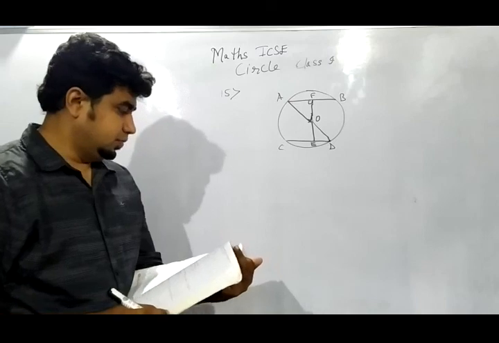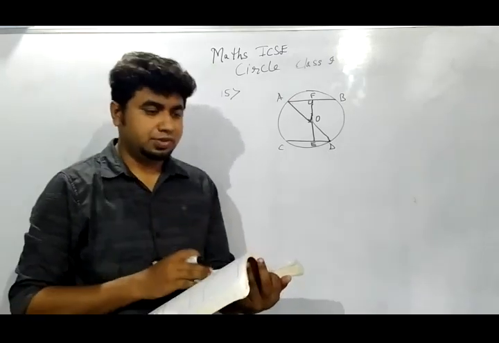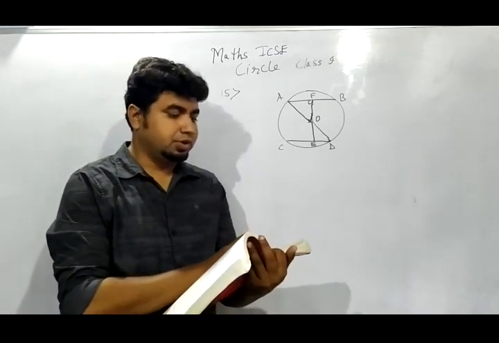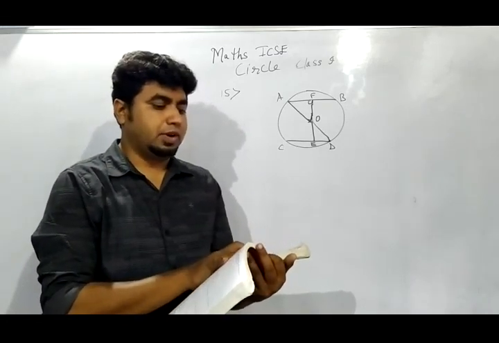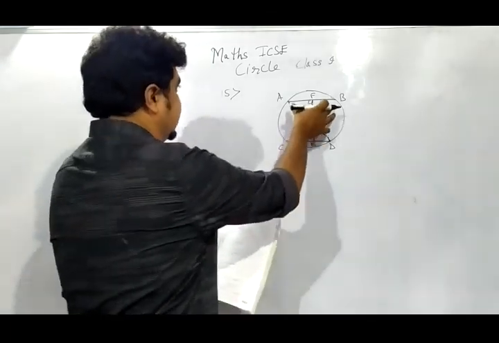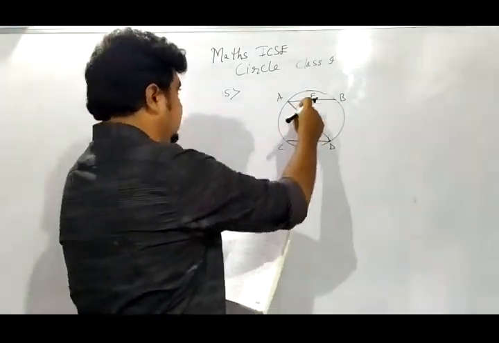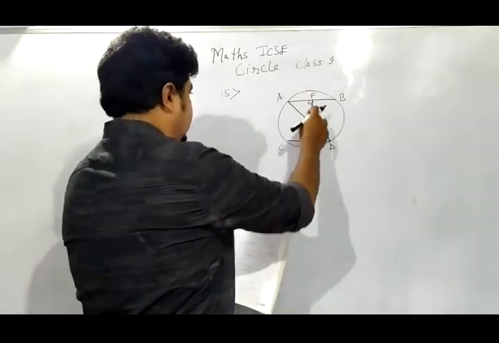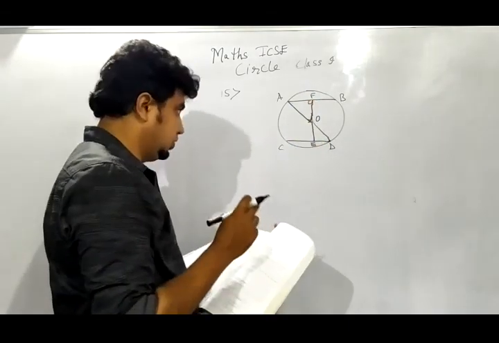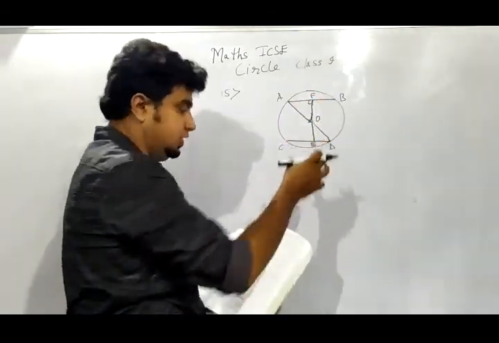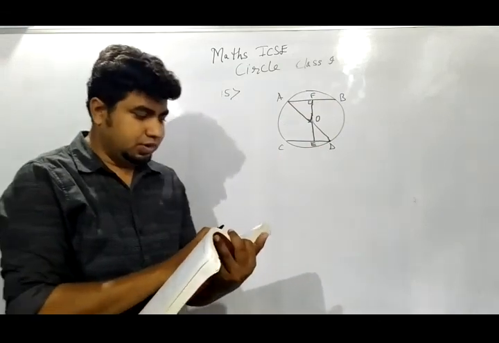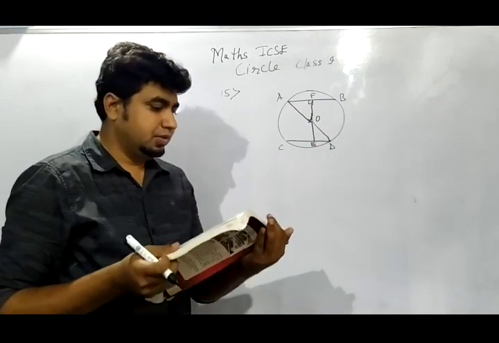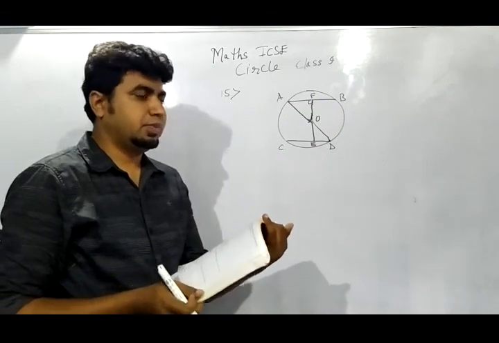Okay. In question number 15 we are going to discuss, it is given that the line joining the midpoints of two chords of a circle passes through its center. The line segment joining the midpoints E and F of the two chords AB and CD passes through its center. Prove that the chords are parallel.